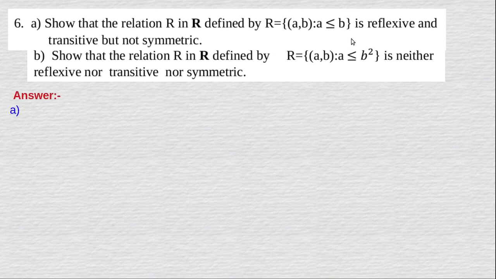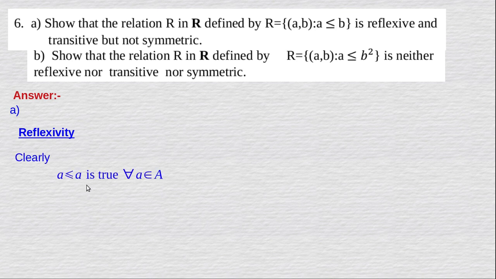Answer to question number A. We want to prove that this relation is reflexive. When the relation is reflexive, AA must belong to R. When AB belongs to R, A is less than or equal to B. Then when AA belongs to R, A is less than or equal to A. Is this statement correct? A less than or equal to A?